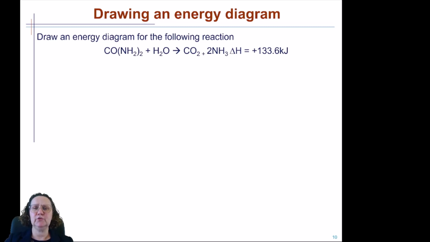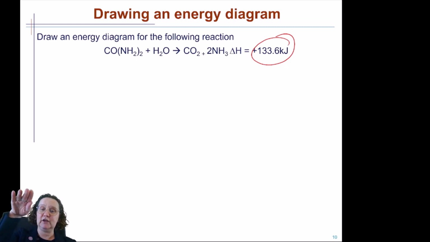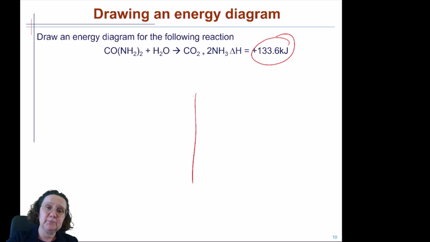Okay, so what do I do now? Well, first of all, I look at the change in enthalpy and I see it's a positive number. That tells me this reaction is going to need heat to happen. It's going to absorb a certain amount of energy in the form of heat from the surroundings for the reaction to take place. That means my reagents' energy is lower than my products' energy, and that gap is what the enthalpy is.